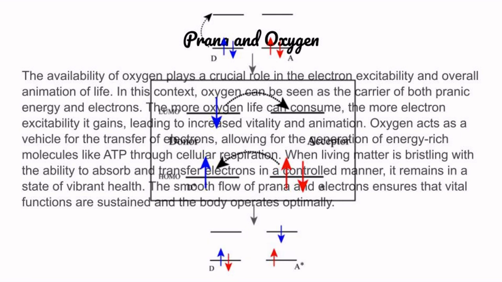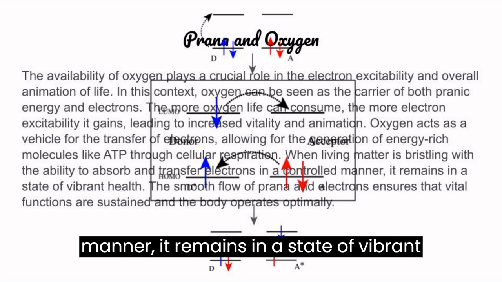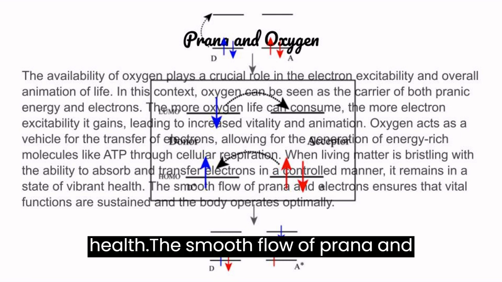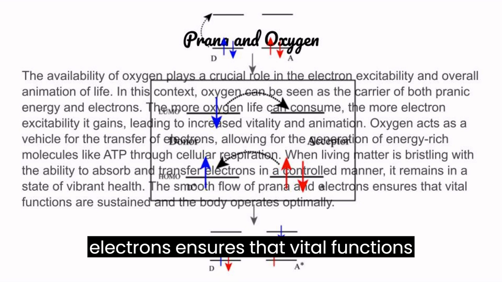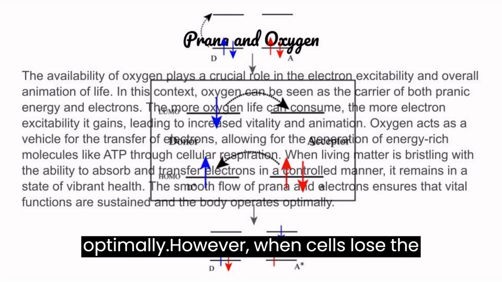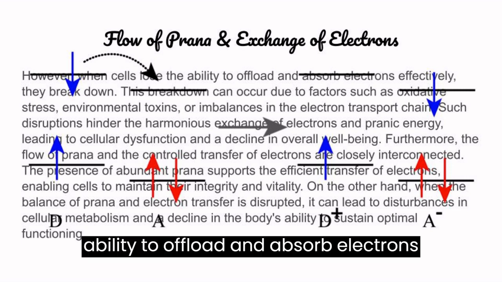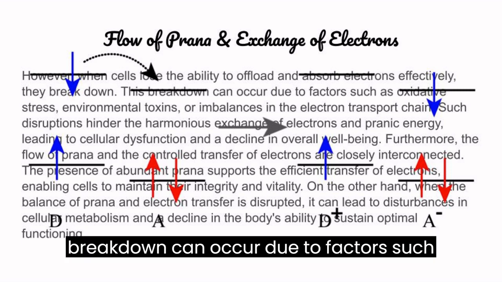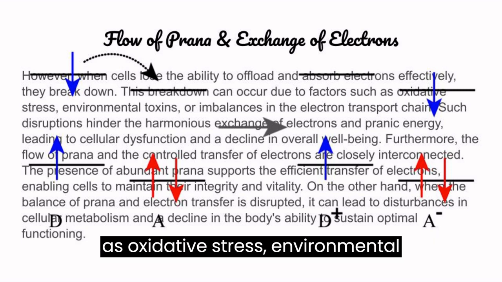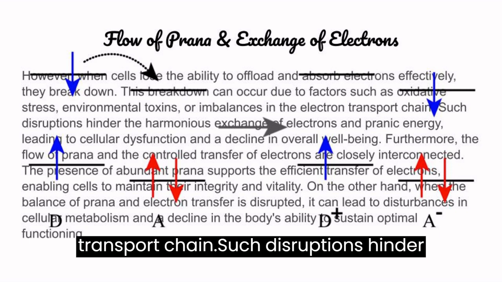When living matter is bristling with the ability to absorb and transfer electrons in a controlled manner, it remains in a state of vibrant health. The smooth flow of prana and electrons ensures that vital functions are sustained and the body operates optimally. However, when cells lose the ability to offload and absorb electrons effectively, they break down. This breakdown can occur due to factors such as oxidative stress, environmental toxins, or imbalances in the electron transport chain.